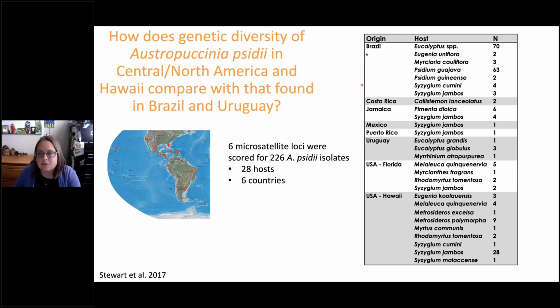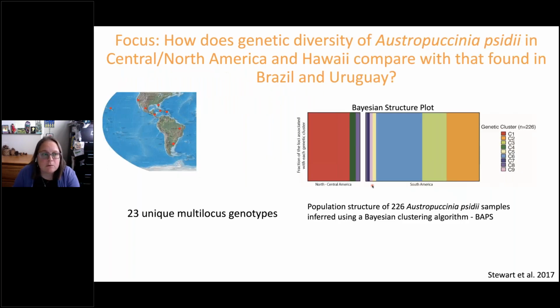And here you can see the list. So we had isolates from Brazil, Costa Rica, Jamaica, Mexico, Puerto Rico, Uruguay, and then from Florida and Hawaii in the United States. And then you can see that there's a really broad variation in hosts. So basically what we found when we used those microsatellite loci was 23 unique multi-locus genotypes.